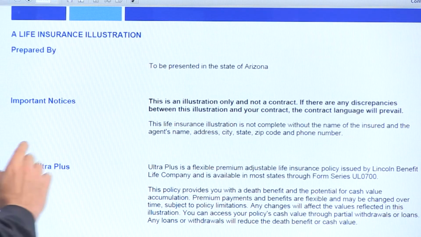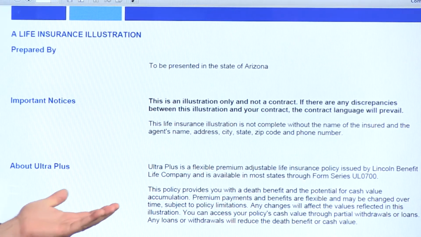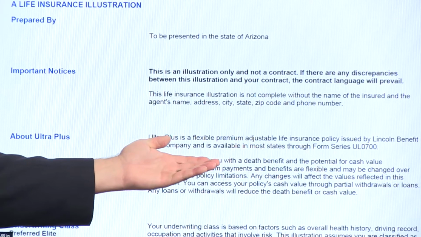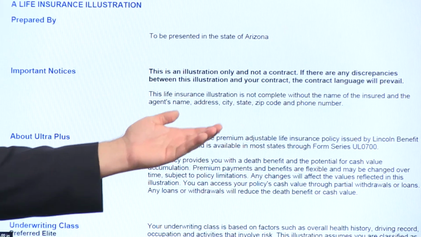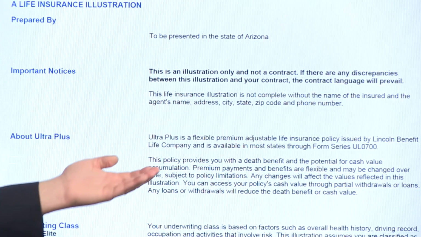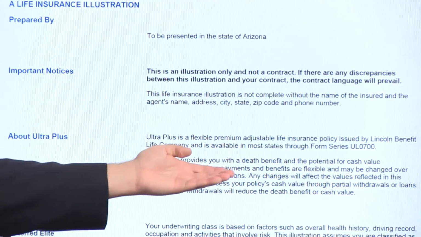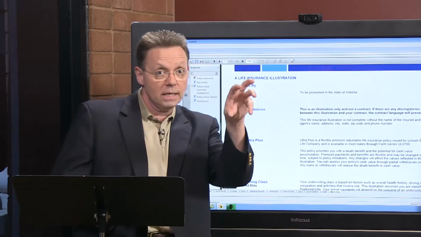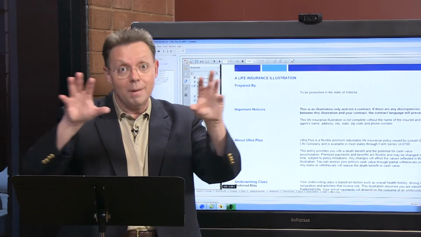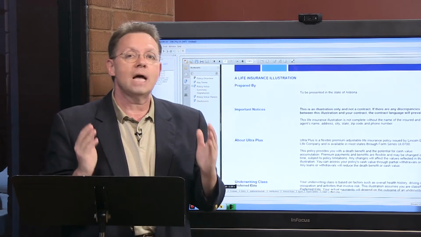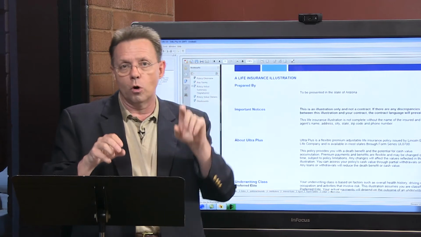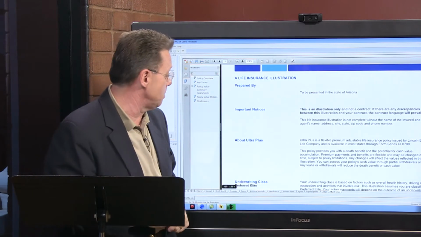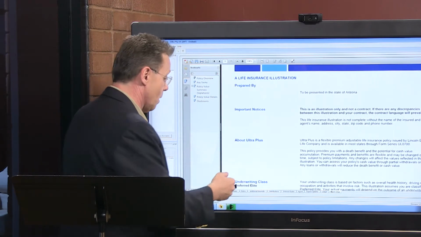When I'm looking at it, they also give a little basic idea. This product is a flexible premium adjustable life insurance product issued by, in this case, Lincoln Benefit, and is available in most states through form, and they give you their form, and I like that because I'm saying, this is the product, let me match up the application form. I like to be able to match that up. Time and again, we've sometimes used the wrong form with the wrong product, and it causes problems, and we have to rewrite it again and do it correctly.